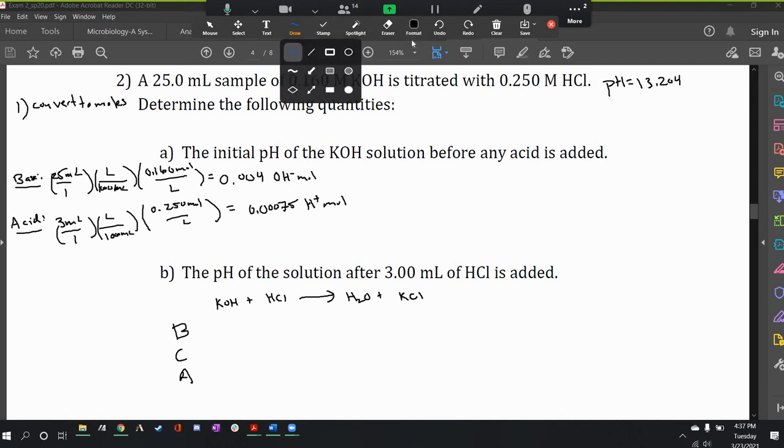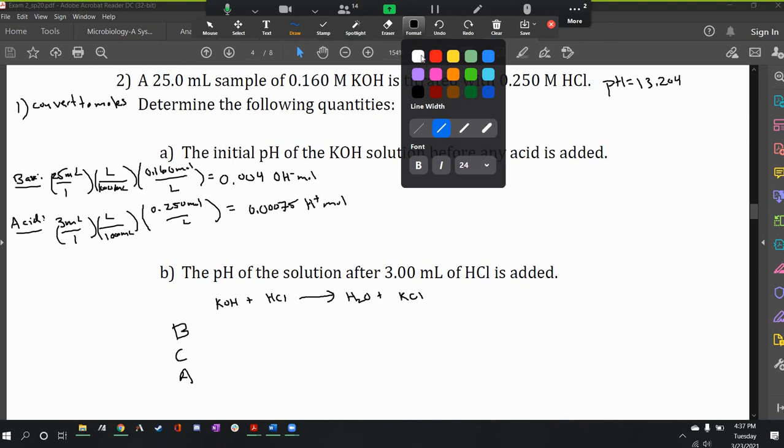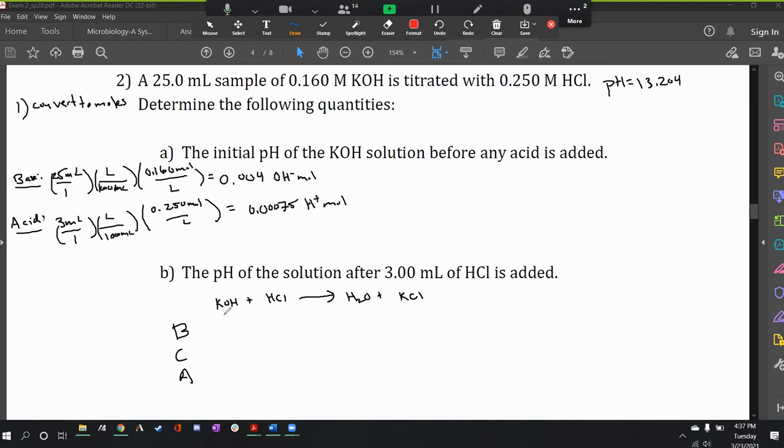Okay, so if we can pause time at the point where we take our beaker of base and then drip some acid into it, but pause right before the reaction actually happens, that is what we write under B. So before the reaction happens, we have 0.004 moles of base combining with 0.00075 moles of acid, and we're imagining that there's no water formed yet and no salt formed yet.